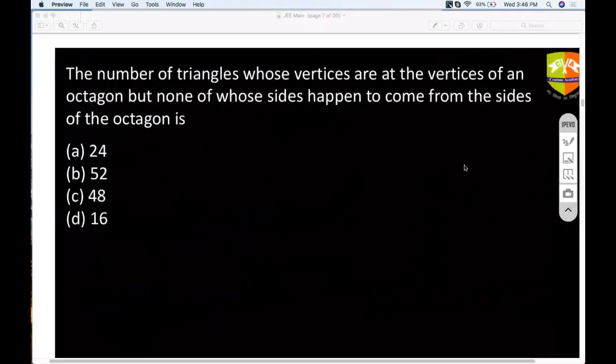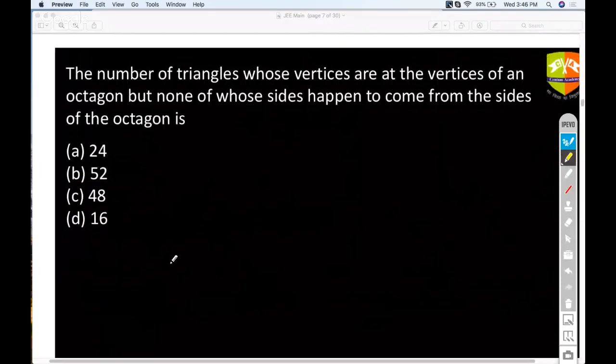Let's move on to the next question. The number of triangles whose vertices are on the vertices of an octagon, but none of whose sides happen to come from the sides of the octagon.